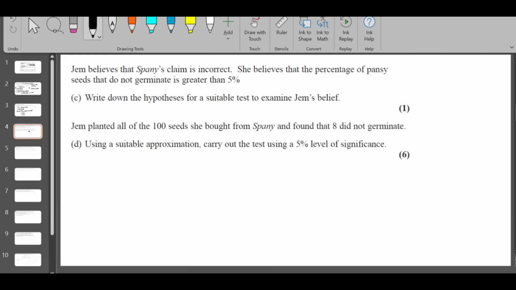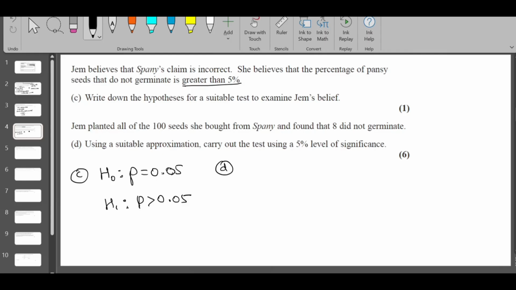Part C. Jem believes that Spanish's claim is incorrect. She believes that the percentage of pansy seeds that do not germinate is more than 5. Write down the hypotheses. So the null hypothesis is that it is equal to 5. Alternative hypothesis, Jem believes it's more than 5%. That's all.